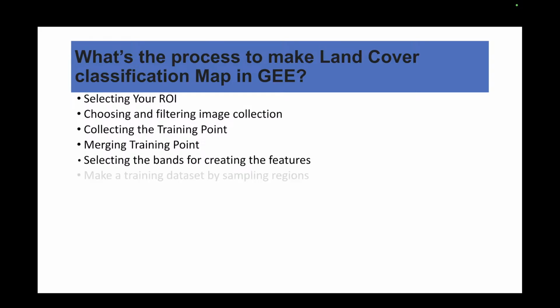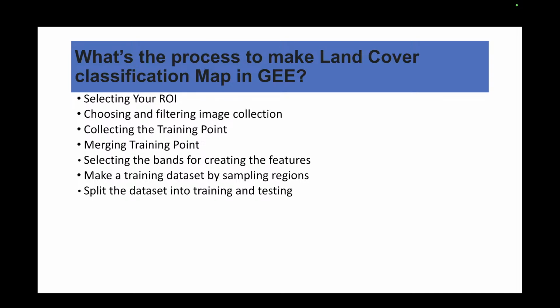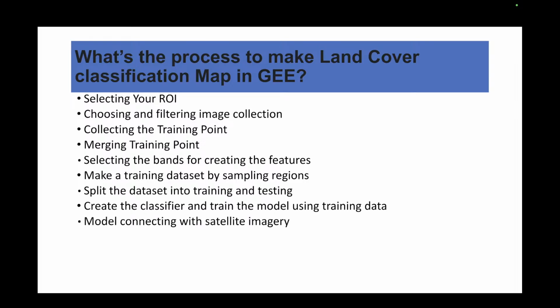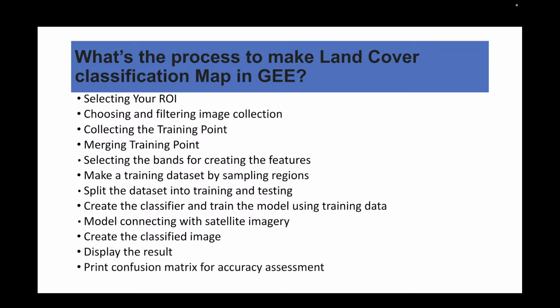And then we create a data set. This data set is further split into training and testing. Suppose 80% of the data to train your model and 20% to test your model. Then create the classifier, train your model using the training data, connect the model with your satellite imagery, create the classified image, display the result, and also check the accuracy assessment. So this is the overall step.